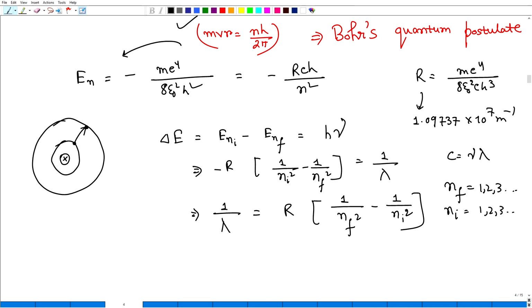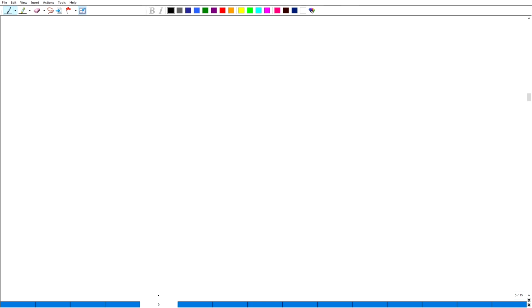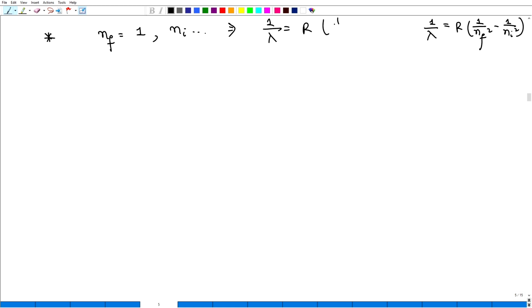So now if you put N_f is equal to 1, and if you vary N_i, then you will have the Lyman series. So what is the general expression obtained by Bohr's atomic model? Right. So this is the Bohr's atomic model result. Now if you put N_f is equal to 1, and if you vary N_i, then you can obtain that 1 by lambda should equal R into 1 by 1 square minus 1 by N_i square. So it is actually the Lyman series.